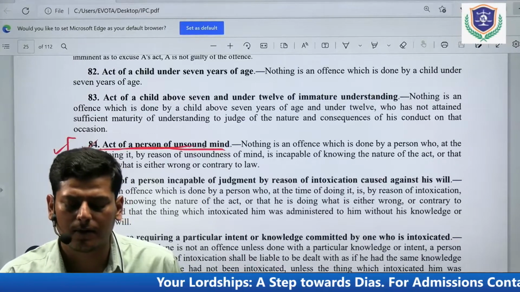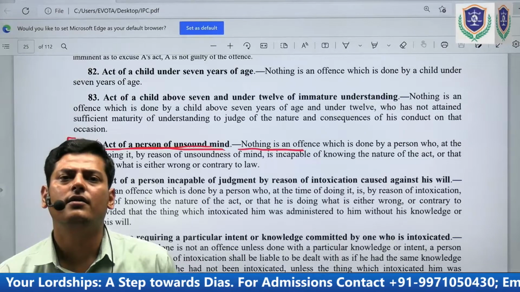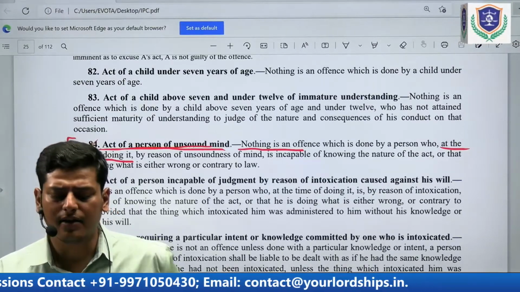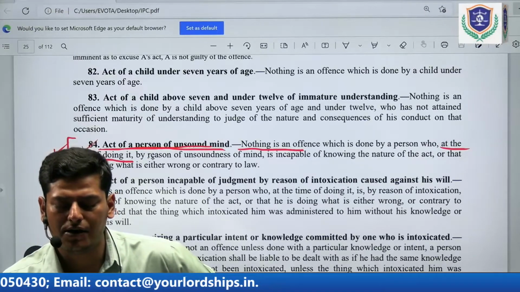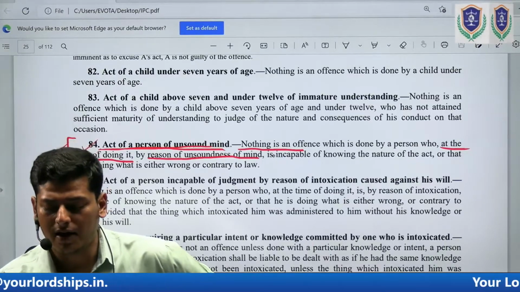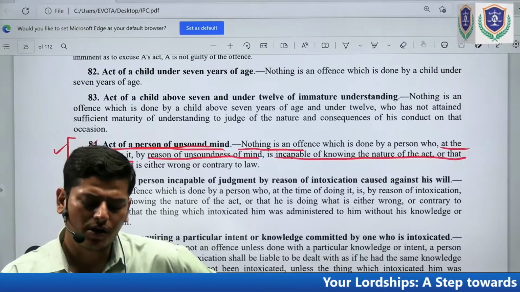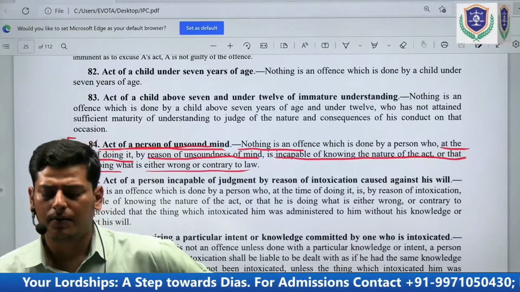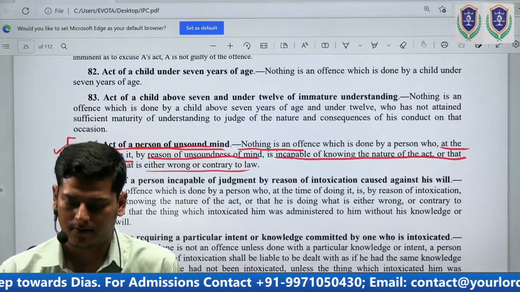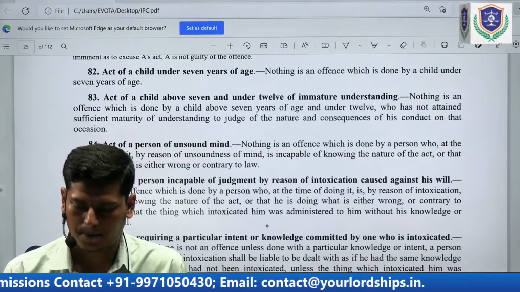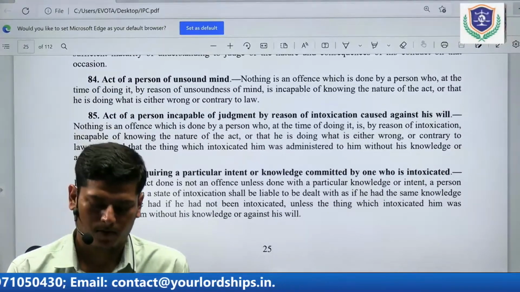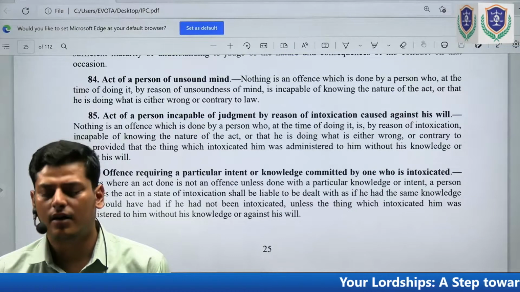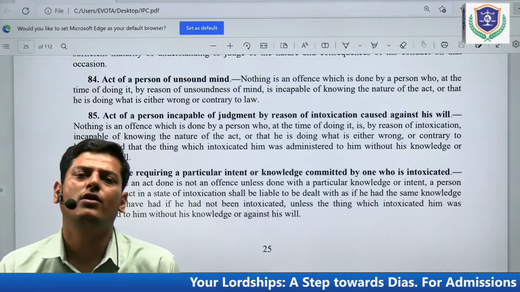So what does section 84 say? Nothing is an offense which is done by a person who, at the time of doing it, and this is very important, at the time of doing that act, by reason of unsoundness of mind is incapable of knowing the nature of the act, or that what he is doing is either wrong or contrary to the law. So nothing is an offense which is done by a person who at the time of doing it, by reason of unsoundness of mind, is incapable of knowing the nature of his act, or that what he was doing was either wrong or contrary to the law.